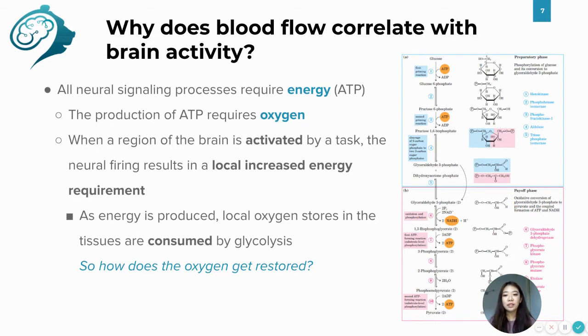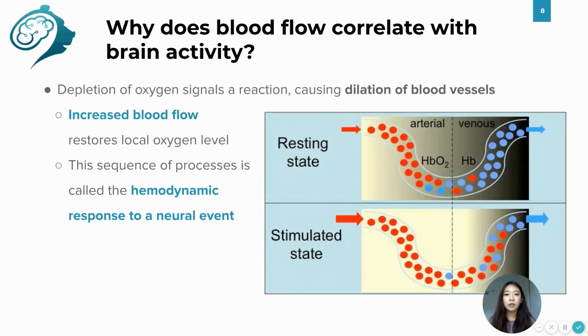So the question here is, how does the oxygen get restored? The depletion of oxygen signals a reaction in the arterial sphincters upstream of blood capillaries, and this causes a dilation of blood vessels. And the dilation of blood vessels results in increased blood flow, which restores that local oxygen level that was depleted in order to fulfill that energy requirement. So this sequence of processes is called the hemodynamic response to a neural event.